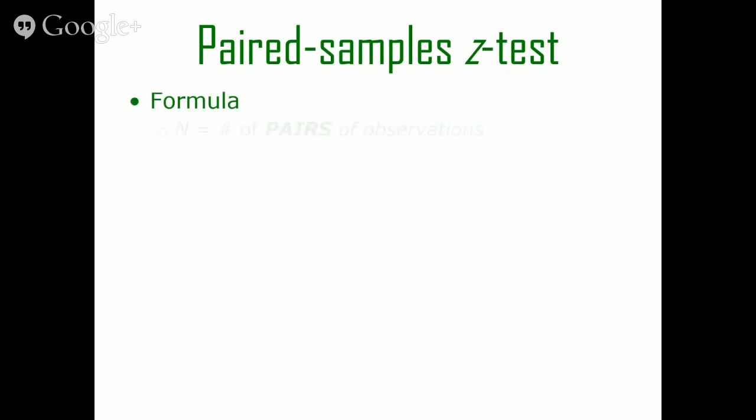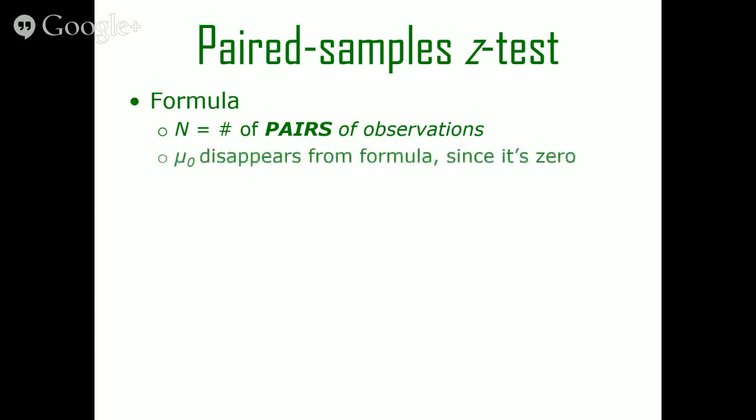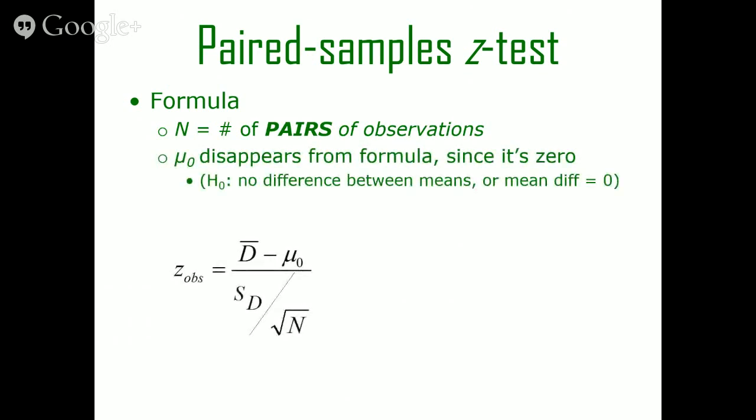So paired sample z-test. n is the number of pairs of observations. Mu0 disappears because it's 0. So we've got our point estimate, which is our mean of differences. And then we want to see how different that is from the null hypothesis expected difference, which is the mean of differences in the population, which would be 0. And we divide that by the standard error of these differences, of these mean difference scores here. So that becomes 0, so the formula is really similar. You just take your mean difference divided by the standard error. There you go.